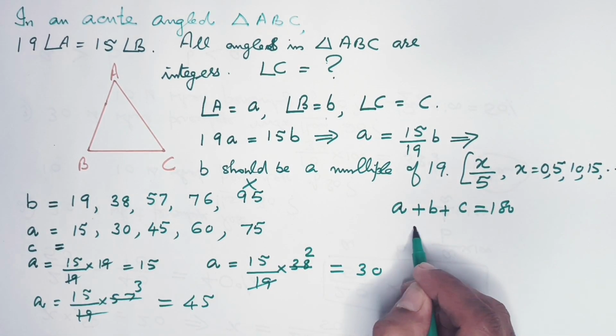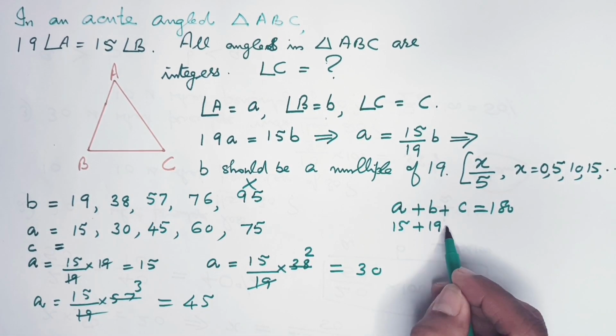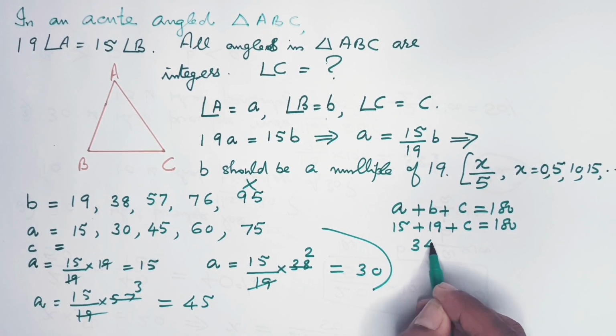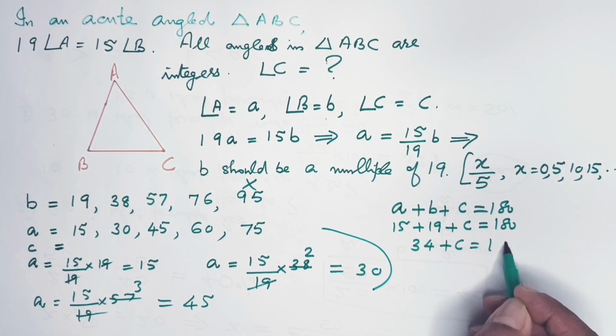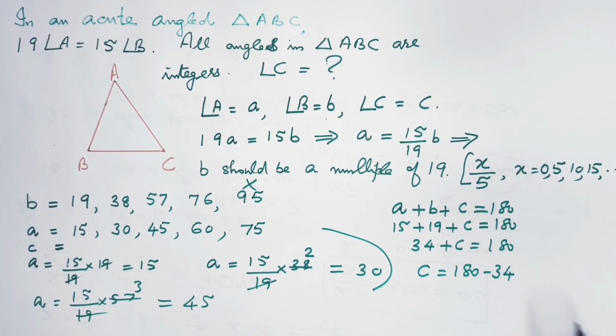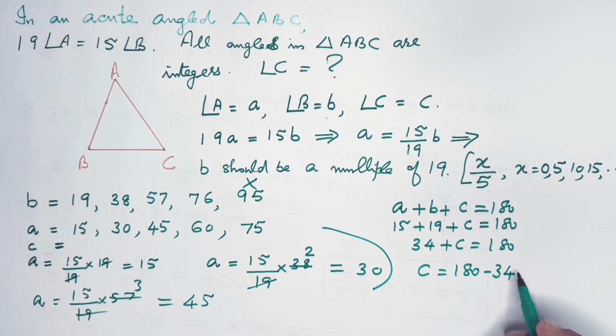B is 19, A is 15. So substituting those values, you get this. And this is 34 plus C equal to 180. So C is equal to 180 minus 34. But 180 minus 34, as you know, you don't need to waste time simplifying this.